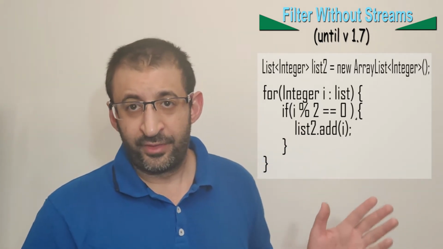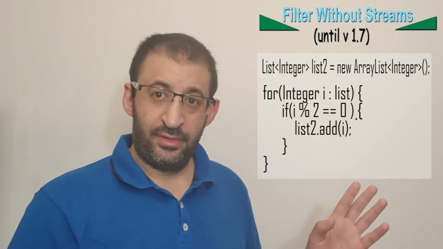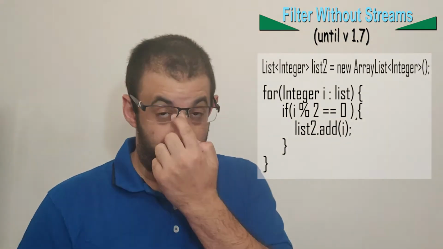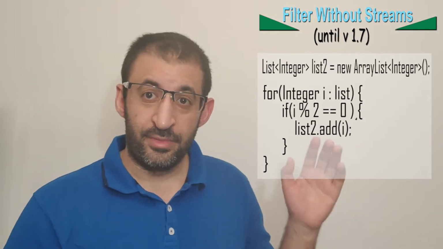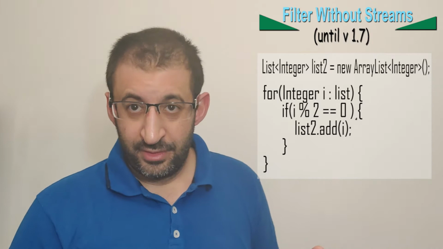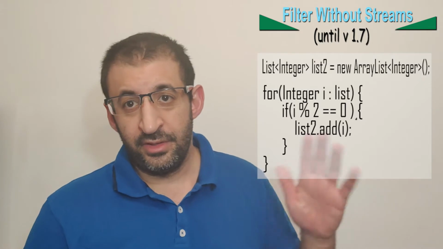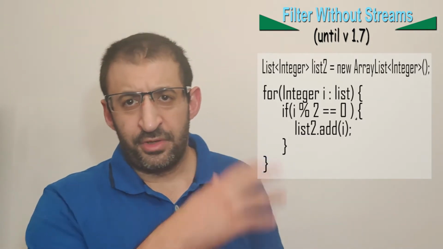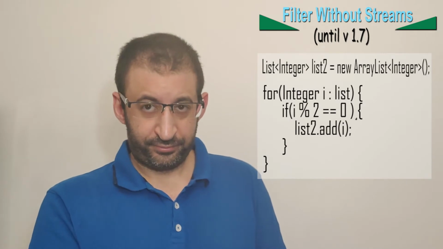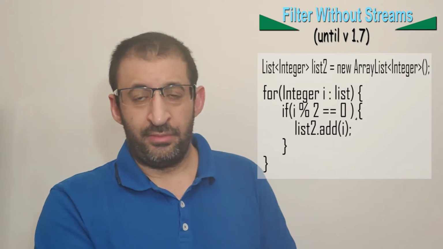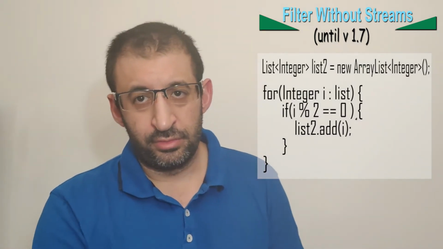So a list of integer L2 equal new ArrayList of integer. I will make a for loop: for Integer e : L1, curly brackets. If e is divisible by 2, what do we do? I will make L2.add(e). Okay? I will close the for loop and also the check of if. And I will print my list, System.out.println(L2).